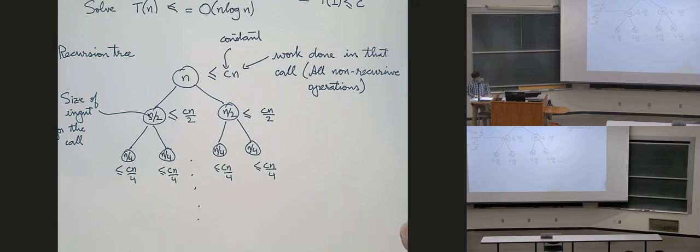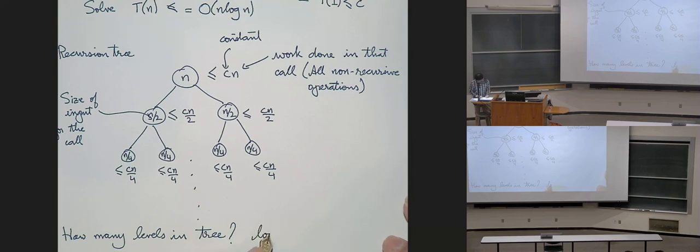Okay, so how many levels are there in the tree? Anyone? How many levels in the tree? Log n. What base? Log base 2. Yeah, log n, right. Of course, up to a constant, it doesn't matter. But just to be precise, we'll see that there are going to be some recurrences where knowing the exact constant is going to be important. So log base 2 of n, right? Because it's n over 2, n over 4, so on and so forth.